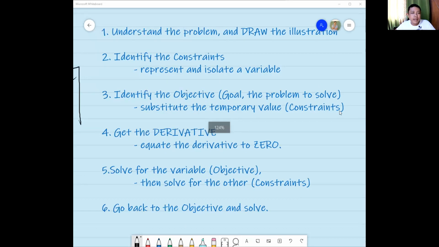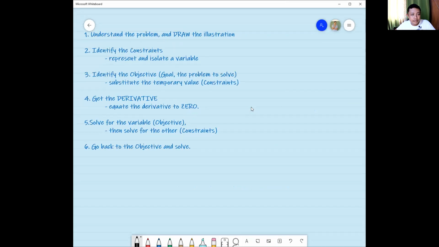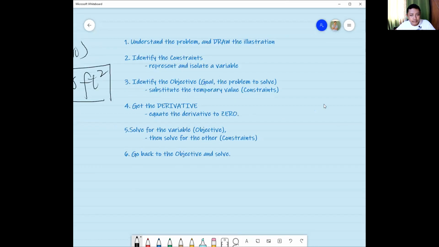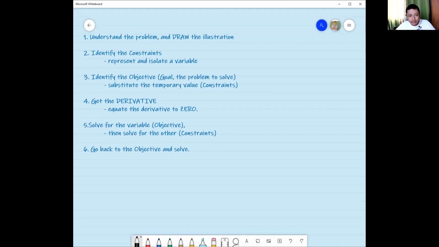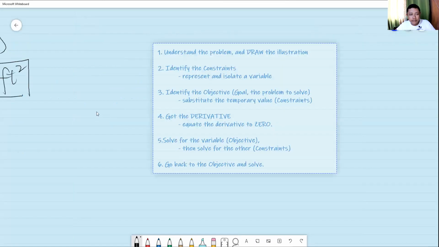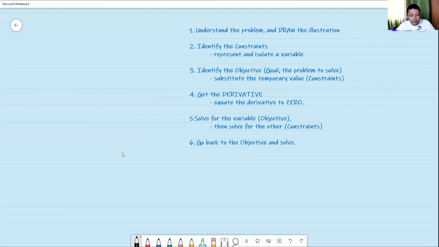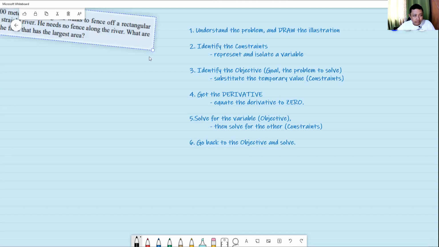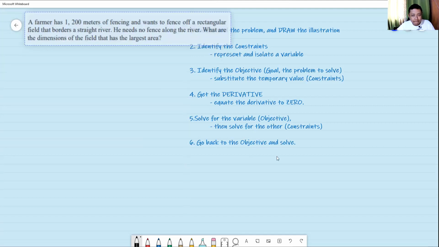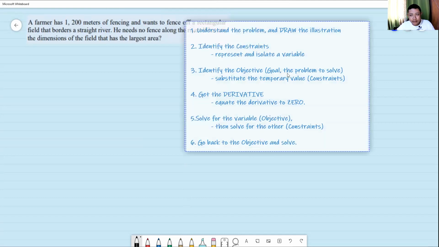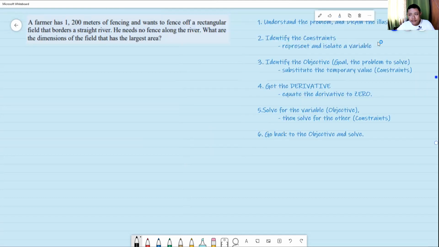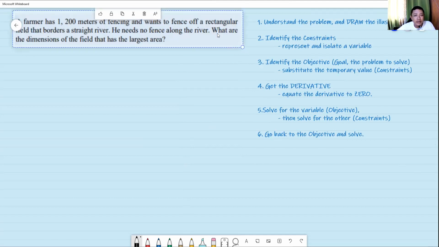Litan ko lang ng konti para magkasya. O kaya, daling ko to dito. I need space for the computation. Ayun. That's our problem. Oh, try to understand it, ha? And then, ito, lipat ka ng konti dito. Okay. Let's follow this process. Of course, first, understand and draw the illustration.